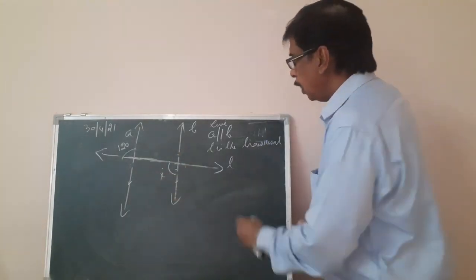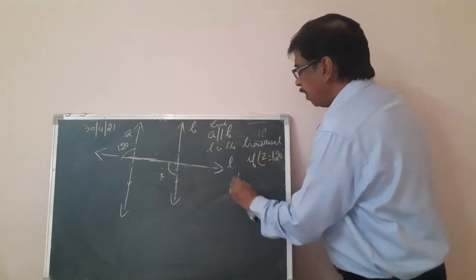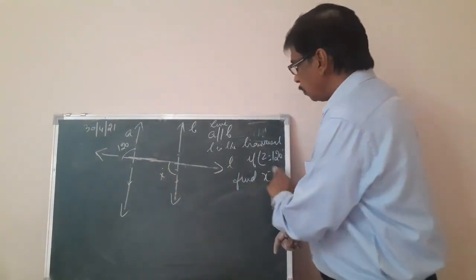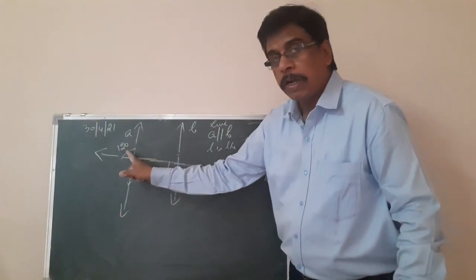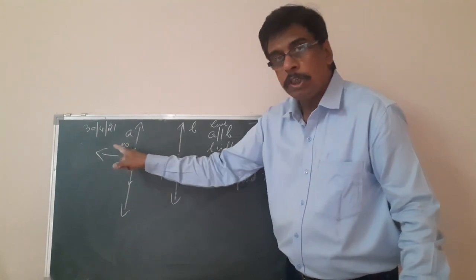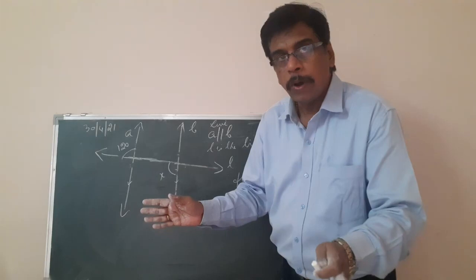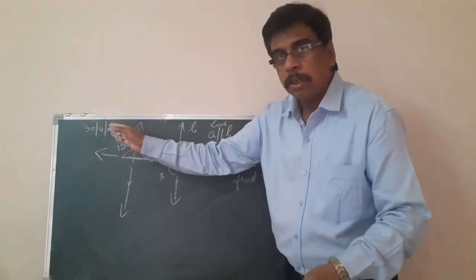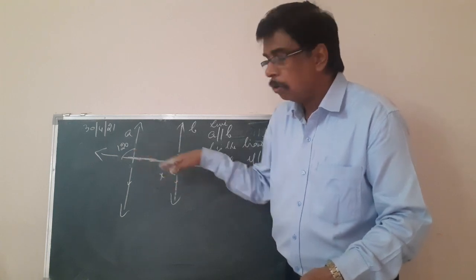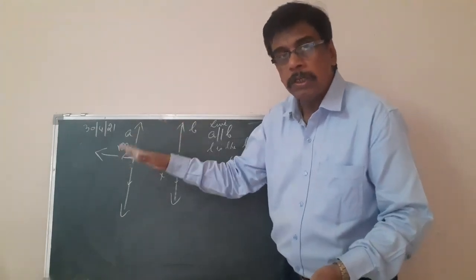Next part: if angle 2 is 120 degrees, find x. Find the value of x. Now angle 2 is 120 degrees. There is no relation between these two angles. They are neither corresponding nor alternate. Why? Because this is in the exterior, this is in the interior, but they are not on the same side. They are neither corresponding, nor alternate, nor co-interior, nothing.